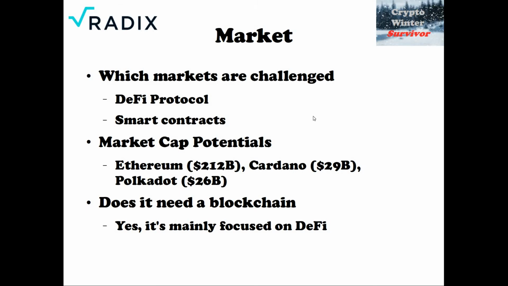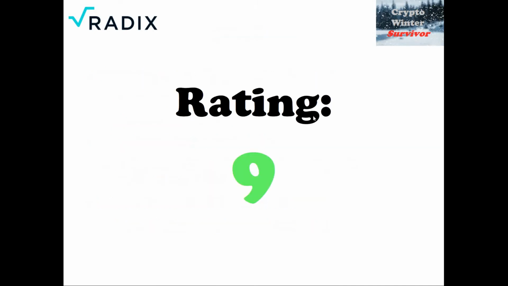And then at the followers of Ethereum, we have Cardano and Polkadot with both approximately 30 billion. So we are definitely looking at some decent gains for Radix if they were to be a serious competitor to these players. And of course, it does need a blockchain. It's all focused on DeFi, so it's very important to be decentralized. I will give them a 9 for their market because it's a very good market to be in crypto, I think, and there's really a lot of potential.